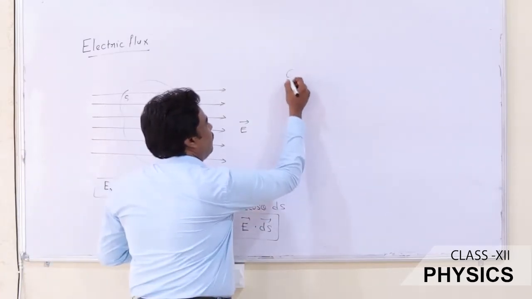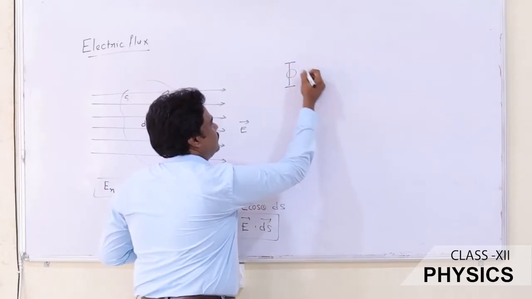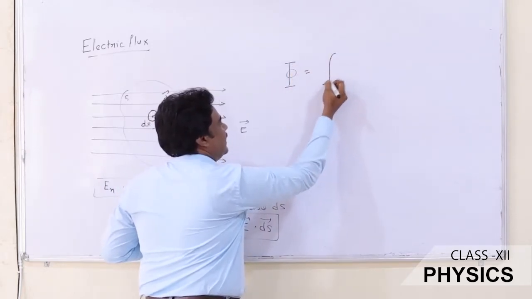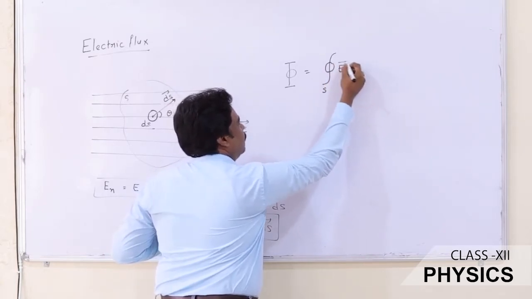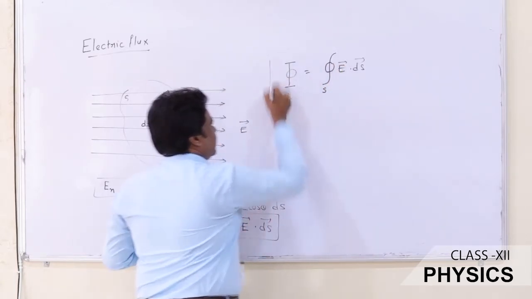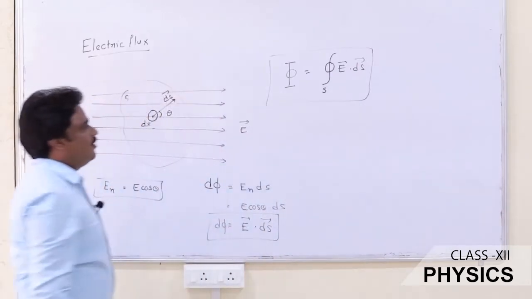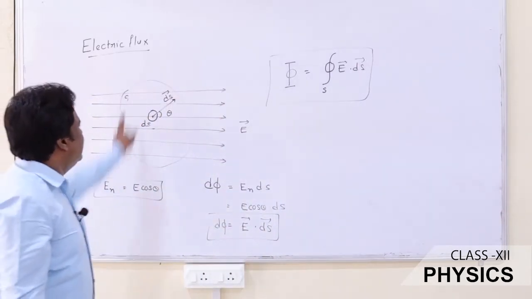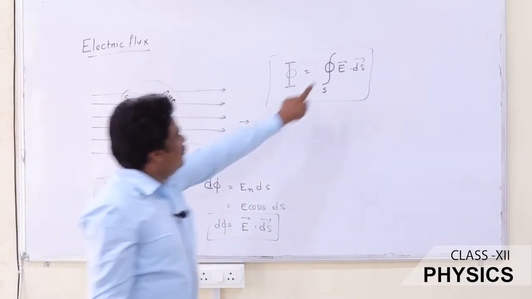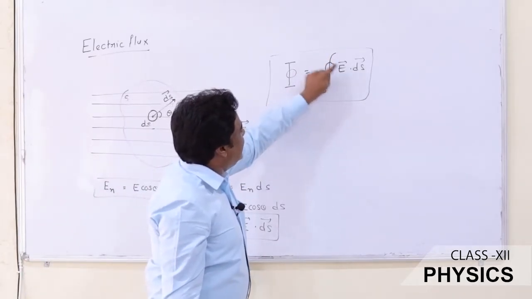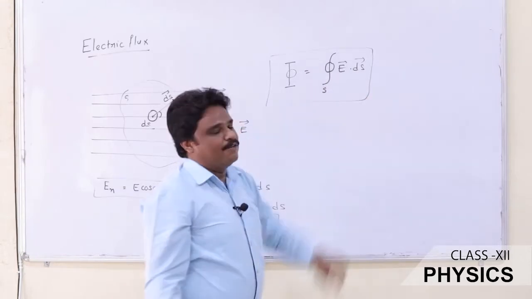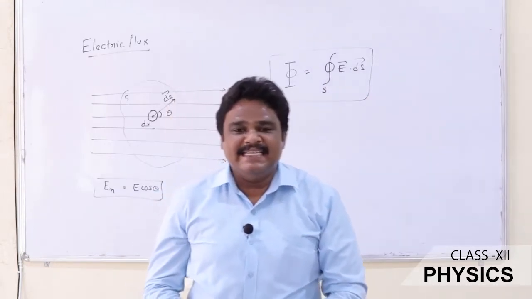So what about the total flux? I am going to mark it like this. It will be the integration over the entire closed surface of E vector dot ds vector, and this becomes the expression for the total flux linked with the entire surface area. What do you mean by this? It is an integral, that is a surface integral. What do you mean by this circle? Over the closed loop, the dot product of E vector and ds vector.